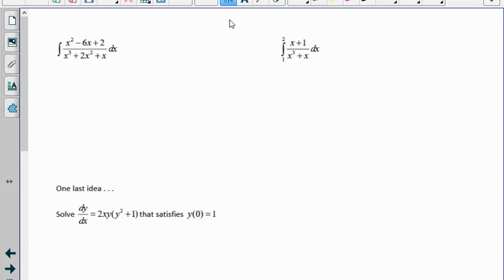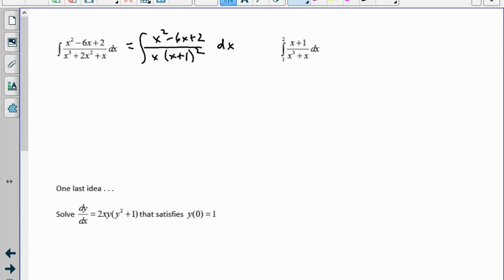To the back side, I'll go through these a little bit quicker. The first thing I'm going to do in the first one is factor the denominator. So we have x squared minus 6x plus 2 over the denominator. We can factor out a GCF of x, so we have x times (x squared plus 2x plus 1). And then this bottom part, x squared plus 2x plus 1, factors into (x + 1), the quantity squared. So we have x, which is a linear factor, and (x + 1) squared, which is a repeated linear factor.